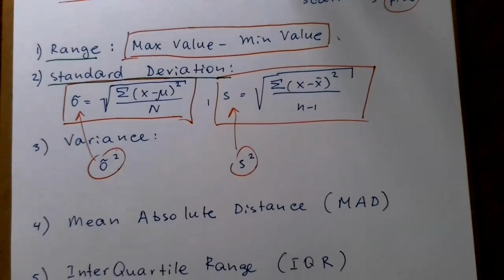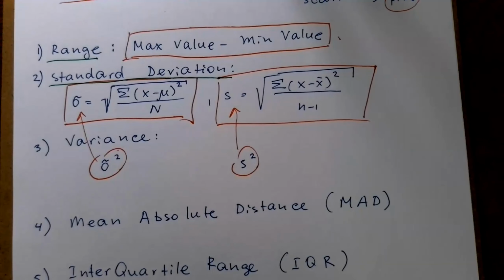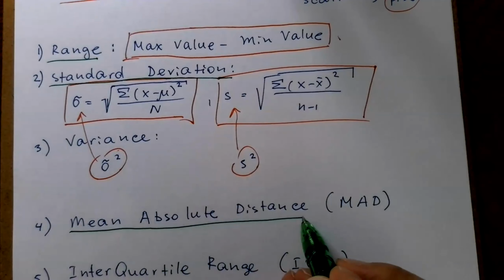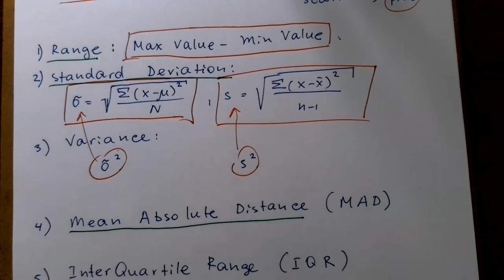And then there is another measure of variability, which we haven't mentioned yet. We saw it, but I didn't point it out. So it's mean absolute distance, or MAD. Okay, what is mean absolute distance?